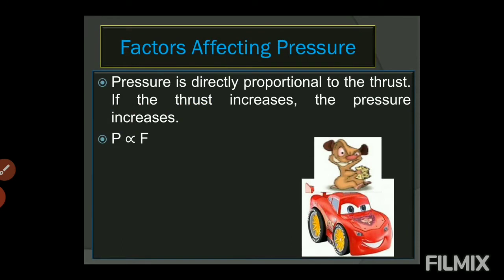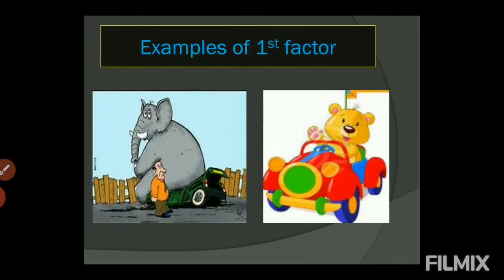Relationship between pressure and thrust. If the thrust increases, the pressure increases. That means pressure is directly proportional to thrust. More is the pressure only if more is the thrust. So if the thrust is increasing, the pressure increases.